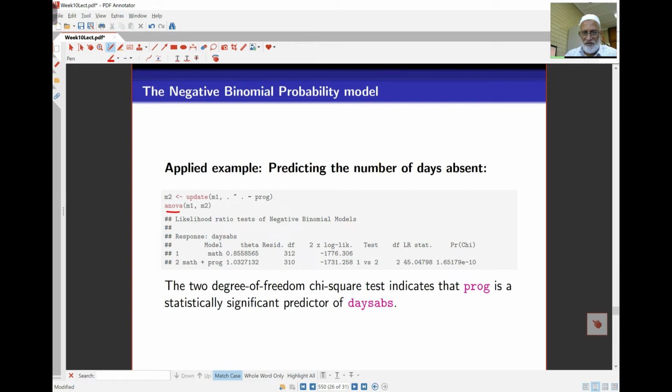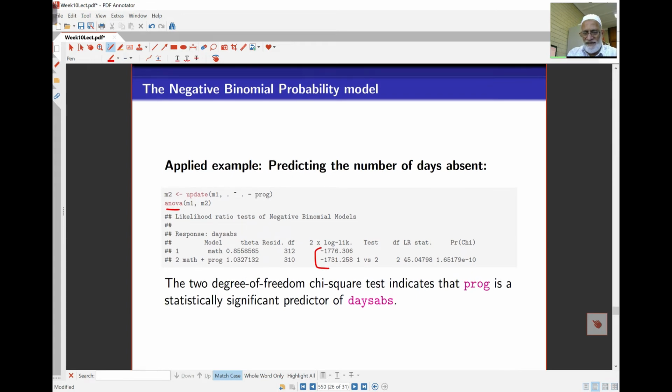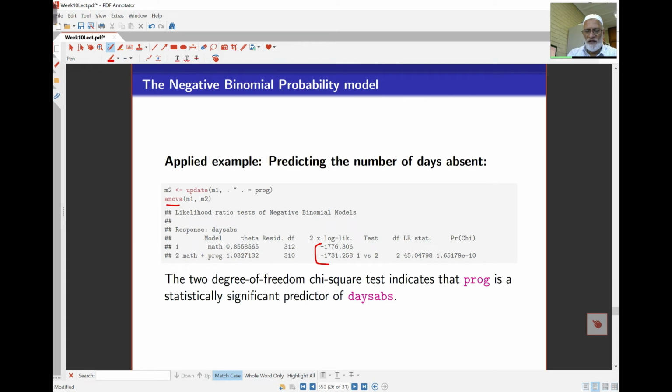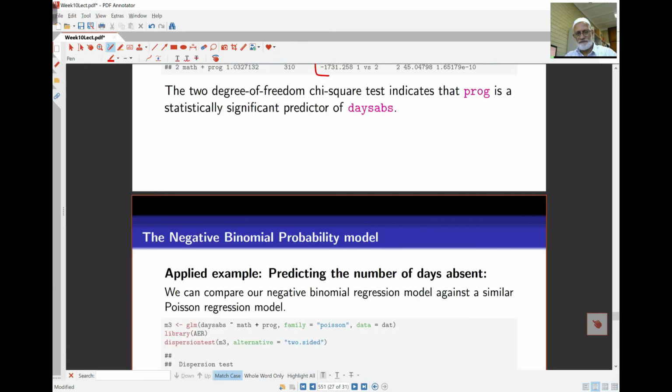You find the degrees of freedom differ by 2 because between the two models you had 2 extra coefficients to be estimated for the 2 levels of program. The third was reference, and the likelihood test here gives you a very small p-value, because if you look at these two likelihoods, the difference in the likelihoods here is quite large, or 45 odd with 2 degrees of freedom. The p-value is quite small. That indicates this program is a significant predictor of the days absent.